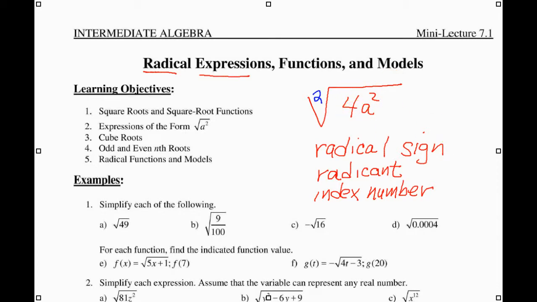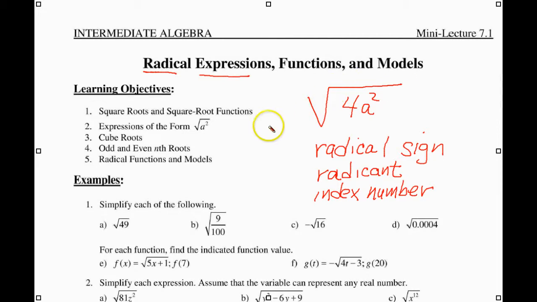Now, if it is another number, again, if it's 2, we don't write it. If it's another number, we have to actually physically put it there. Now, there never is a 1 there. In this case, when there's no number, it's a 2.